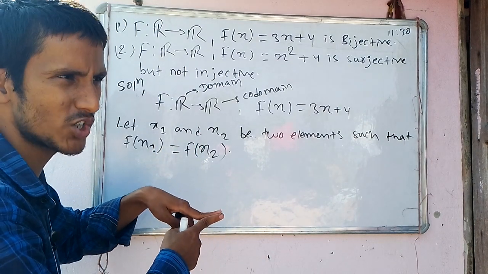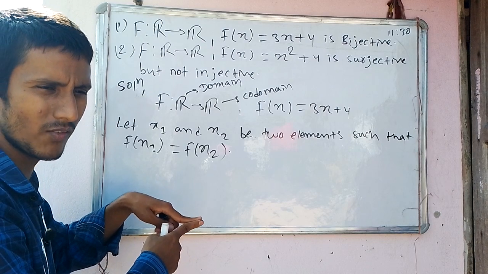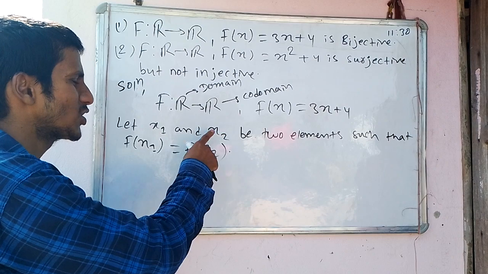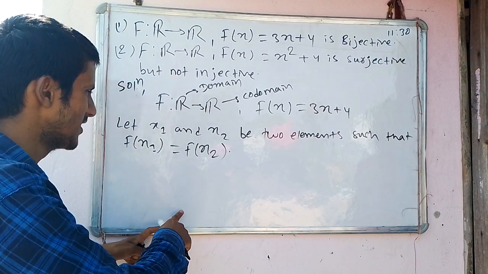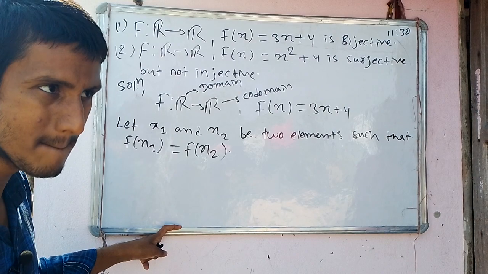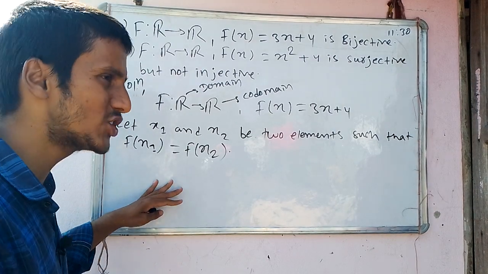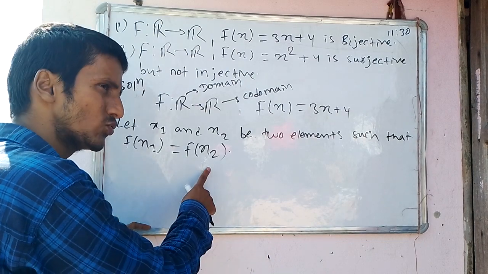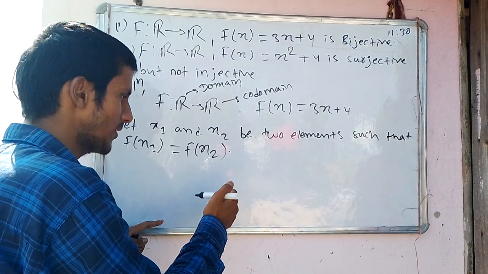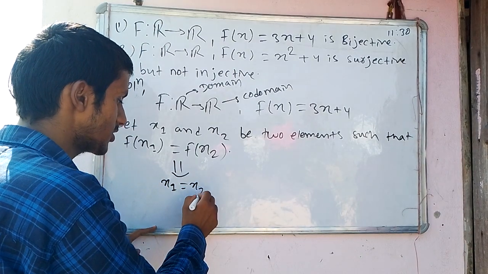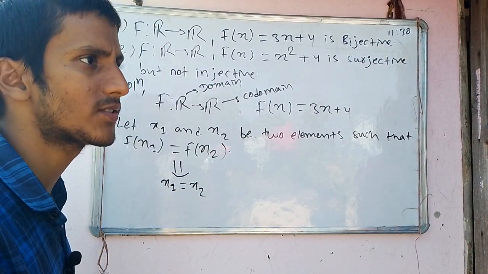I've started with the contradiction. Does that make sense? What have I started with? I've started with the contradiction, that I'm supposing that there are two elements in the domain such that their output is the same. Does that make sense? So if it is injective, then if this is true, what should happen? This should imply that x1 is equal to x2. Did it make sense or not?